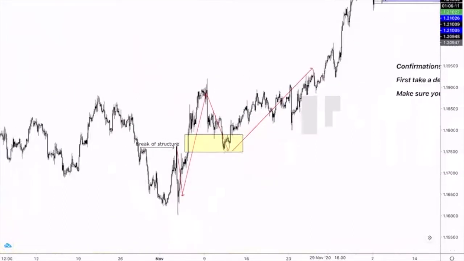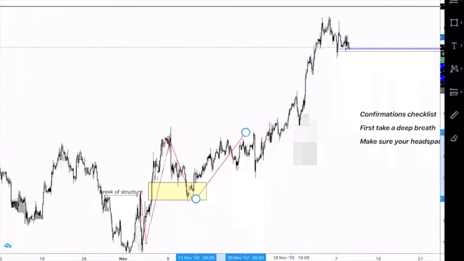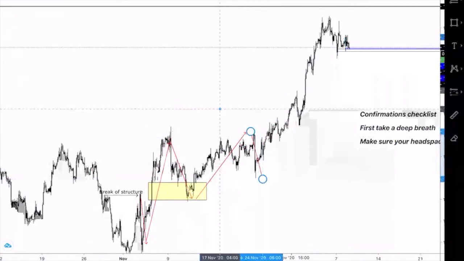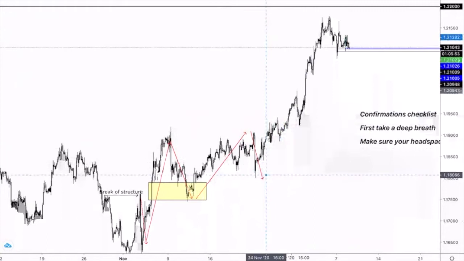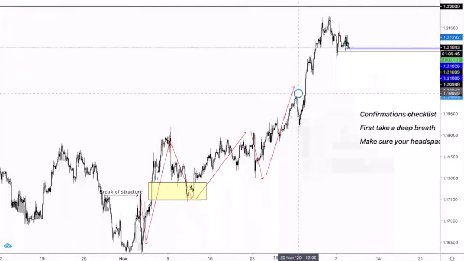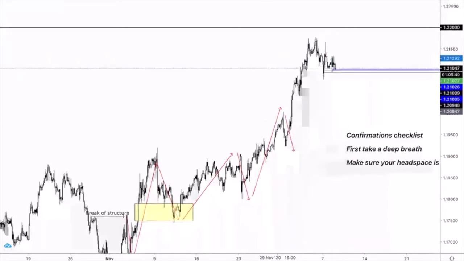So understanding market structure: higher high, higher low, higher high, higher low. Even right here, this is a higher low, right? To go up, right there, to make a higher high. All you're doing is just identifying the tops and the bottoms and seeing which way the market is moving. Now make it a higher high.